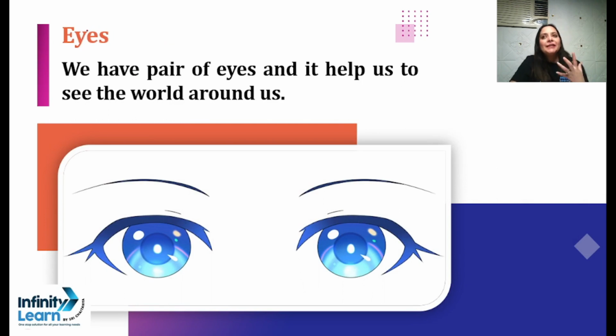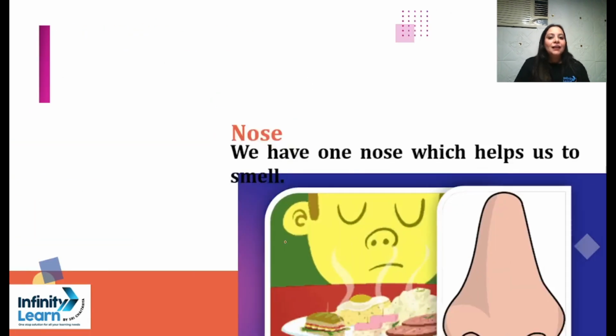Sense organs are basically sensitive to particular senses, right? For example, if I talk about eyes, you know that we have a pair of eyes, and they help you to see the world around us. Whatever you can see around yourself is just because of eyes, right? So eyes produce the sense of vision.